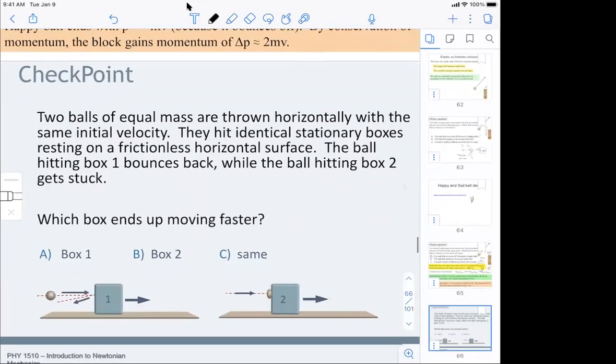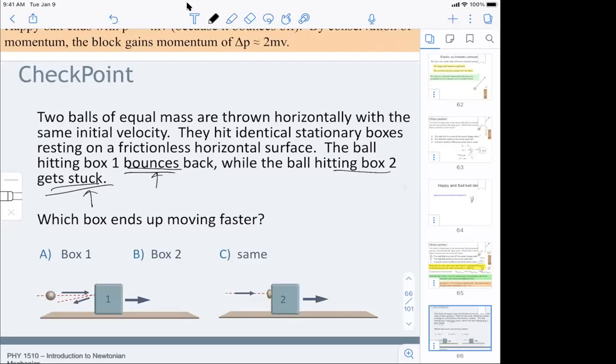You can see that you have already done this question, just slightly different wording, in your checkpoint. You have a ball hitting a box, and one bounces back, the other hits it and just gets stuck. So this is like the happy ball version, this is the sad ball version. Which box ends up moving faster? You can see that is exactly the same as before.